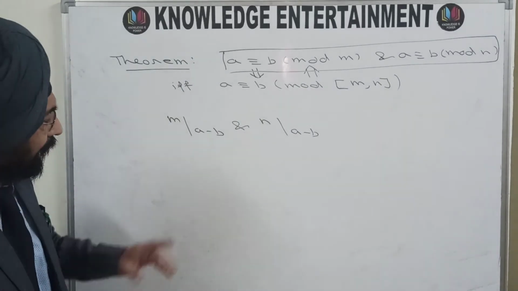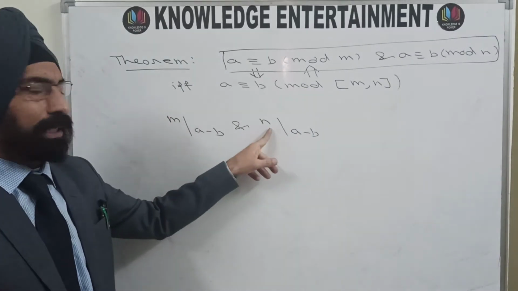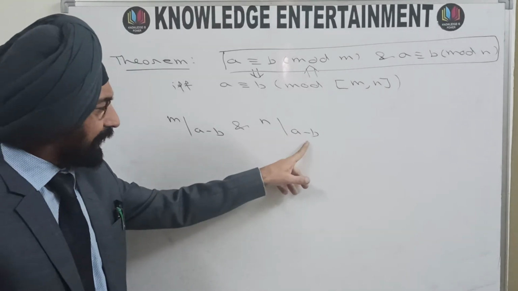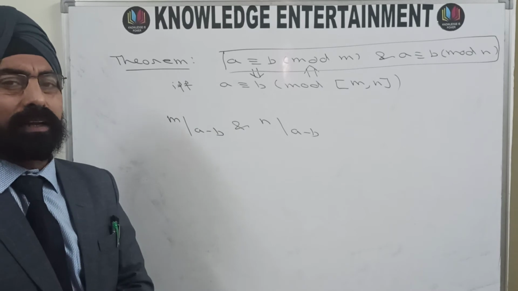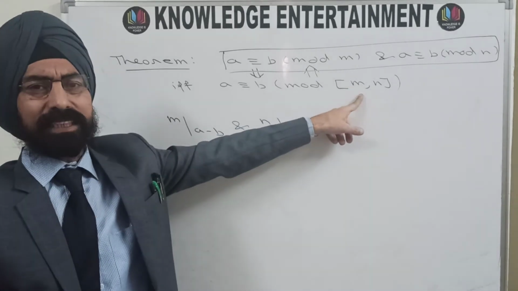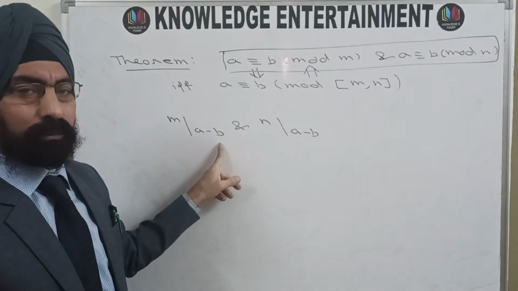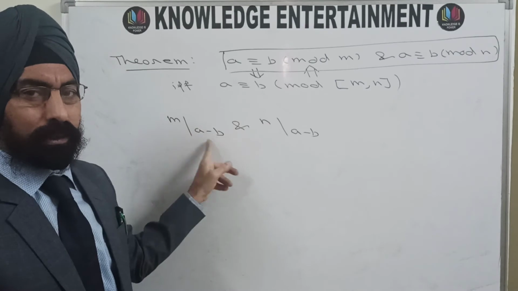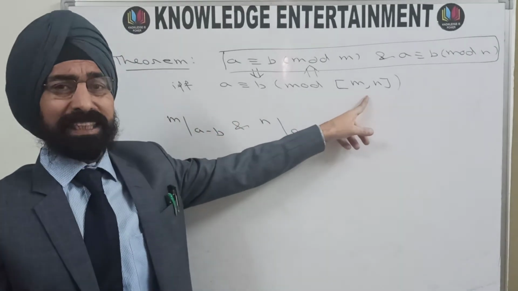Now A minus B is a multiple of m and A minus B is a multiple of n. That means A minus B is a common multiple of m and n. But what is this? LCM. LCM is the least common multiple. A minus B is a common multiple, but this is the least common multiple.